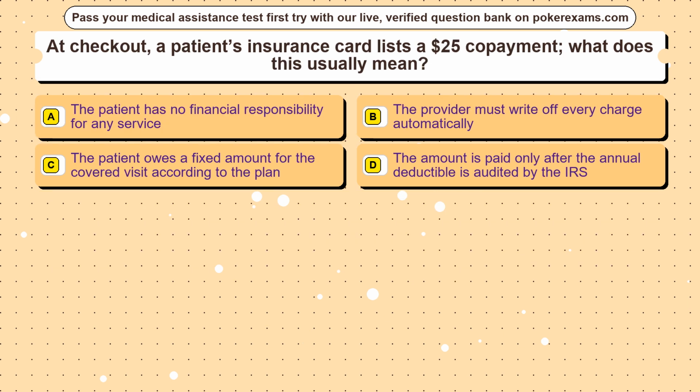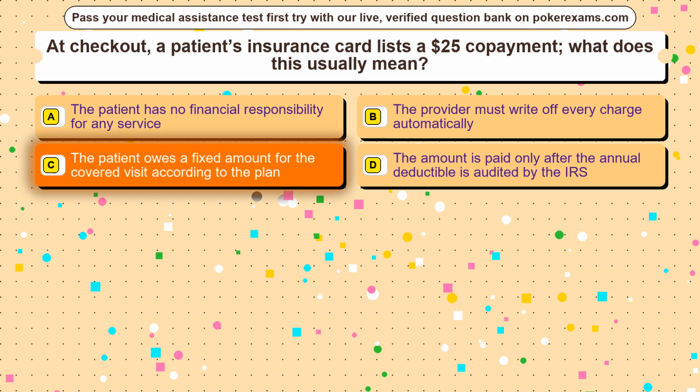Question 13. At checkout, a patient's insurance card lists a $25 copayment. What does this usually mean? Option A. The patient has no financial responsibility for any service. Option B. The provider must write off every charge automatically. Option C. The patient owes a fixed amount for the covered visit according to the plan. Option D. The amount is paid only after the annual deductible is audited by the IRS. The correct answer is option C.